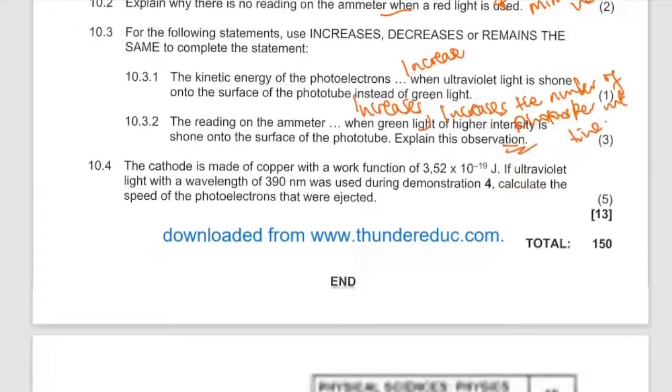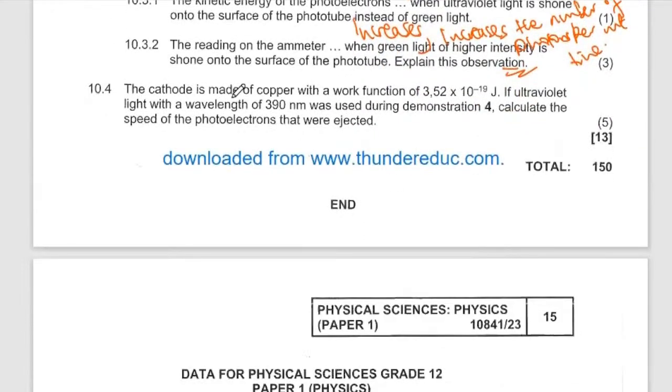Then 10.4, they're telling us that the cathode is made of copper with a work function W naught of 3.52 times 10 to the negative 19 joules. If ultraviolet light with a wavelength of 390 times 10 to the negative 9 meters was used during the demonstration, calculate the speed.